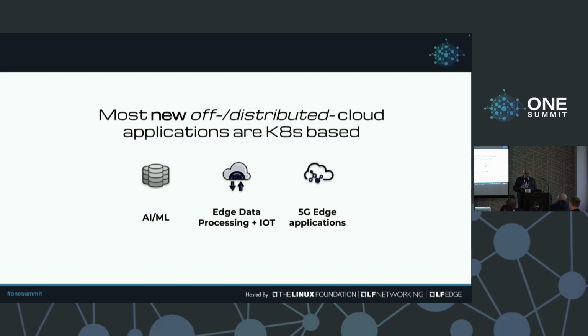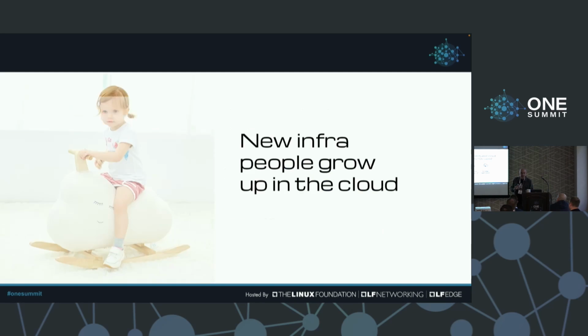So the new stuff like AI, ML, edge data processing, 5G applications, all this stuff is basically done with Kubernetes. And most people who are getting into infrastructure now have their teeth in the cloud. I have a 22-year-old kid. He ran things on Amazon for most of his life.